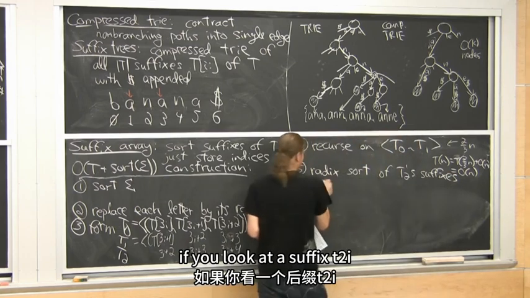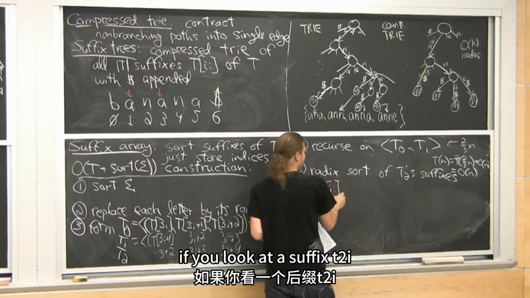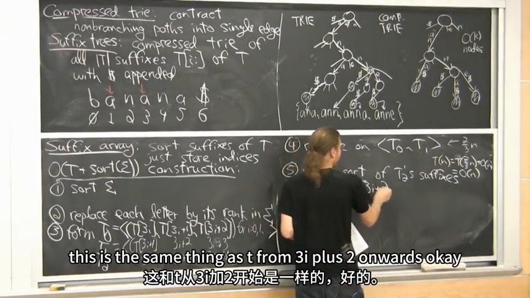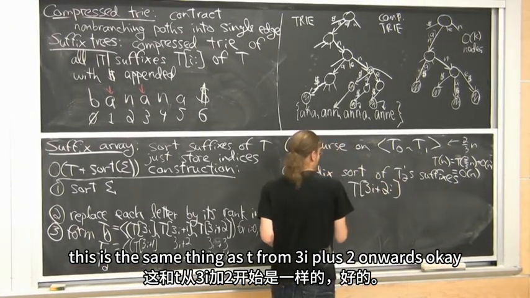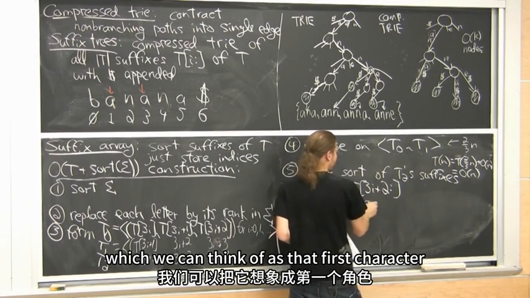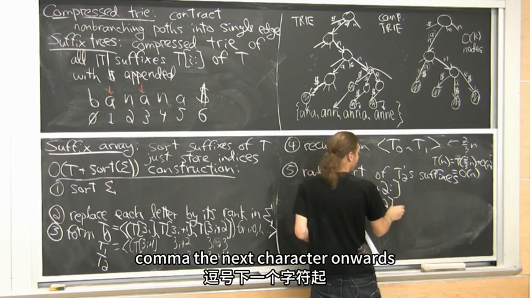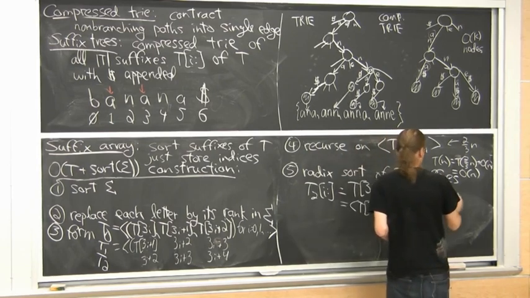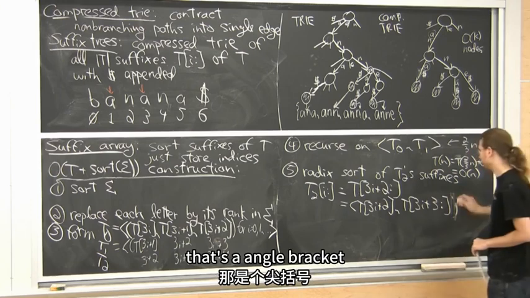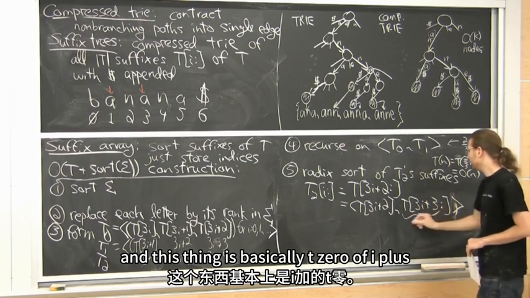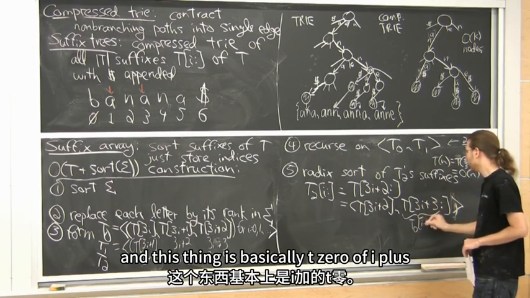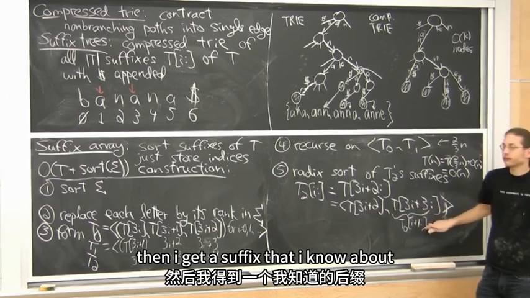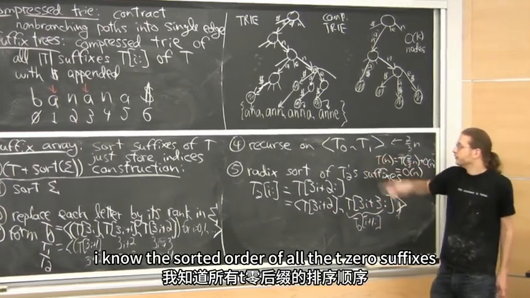How do we do that? Well, if you look at a suffix T2,i, this is the same thing as T from 3i+2 onwards, which we can think of as that first character, comma, the next character onwards. Sorry, that's an angle bracket. And this thing is basically T0 of i+1 onwards. So if I strip off the first letter, then I get a suffix that I know about. I know the sorted order of all the T0 suffixes.